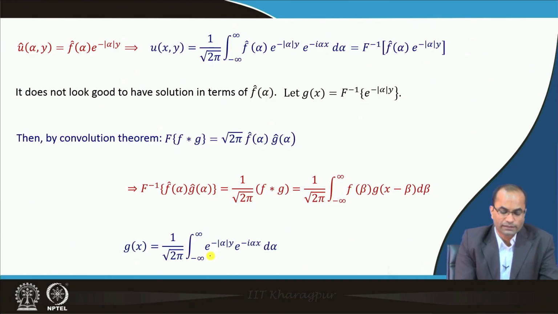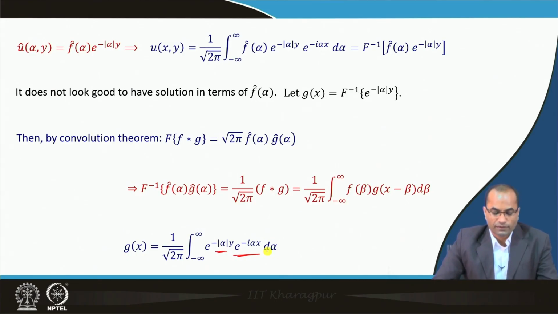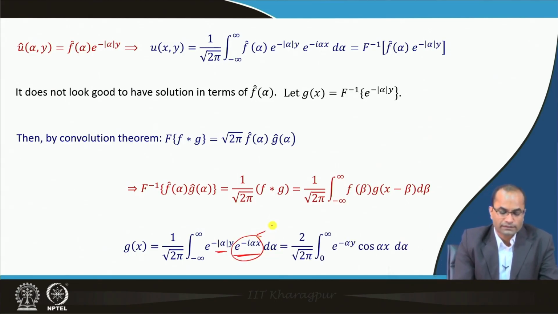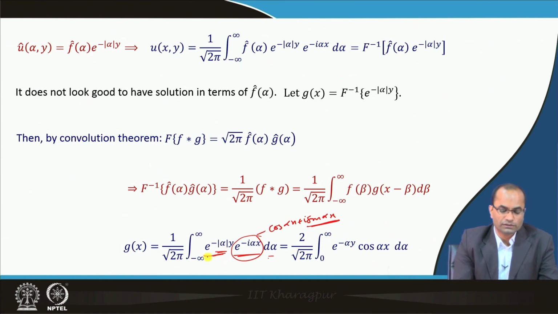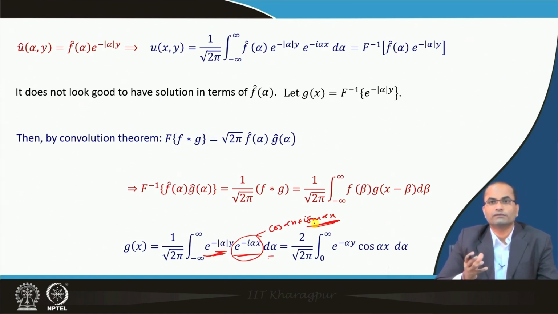So, g(x) is the integral of e^(-|alpha| y) e^(-i alpha x) d alpha. We can write this as cos(alpha x) plus i sin(alpha x), and the sin(alpha x) term, with the exponential function of |alpha| y, is an odd integrand for this integral, because the exponential is even and the sine is odd. So the product will be odd.